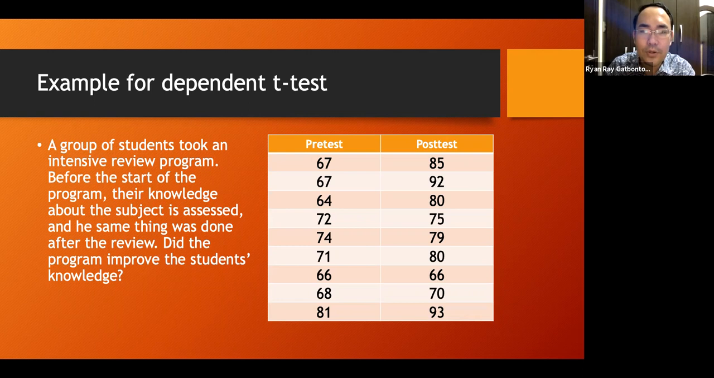So if you will look, okay, there's a pre-test score from one group of students, and there's a post-test score for another group of students. So these two are related because they came only from the same group of students. Okay? So that's why we will be using dependent t-test for this case.